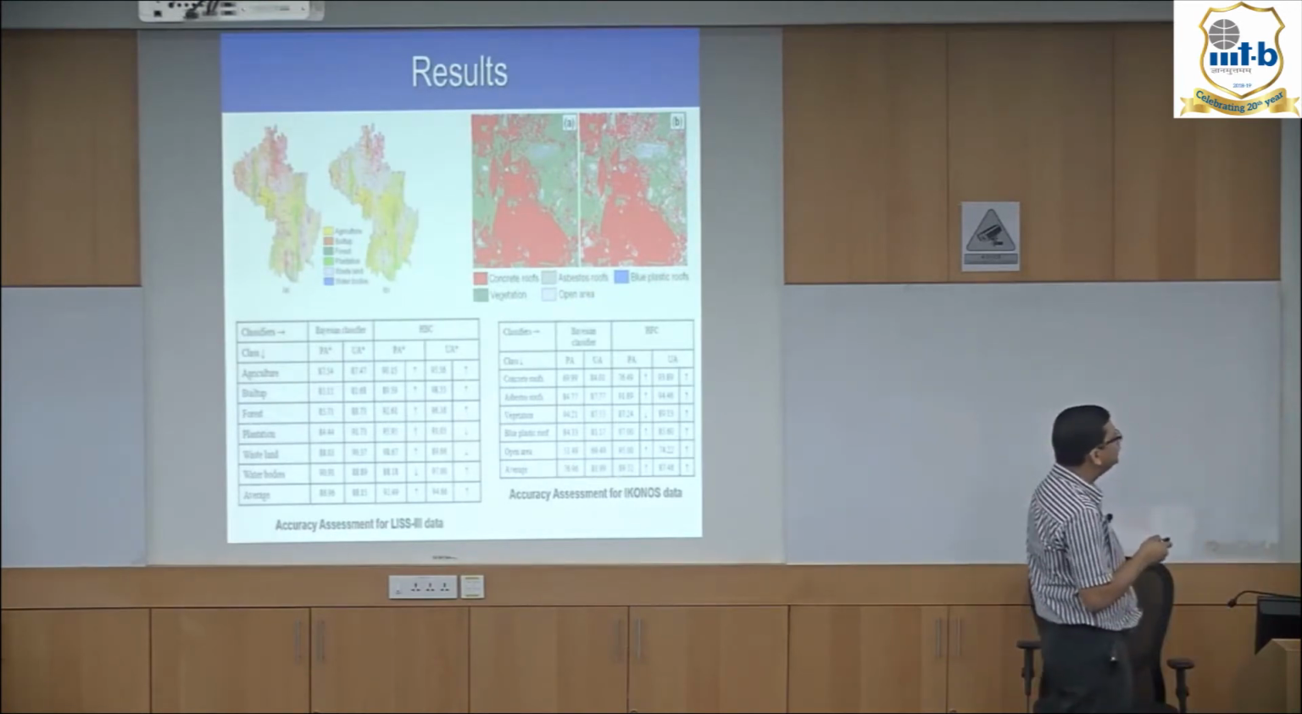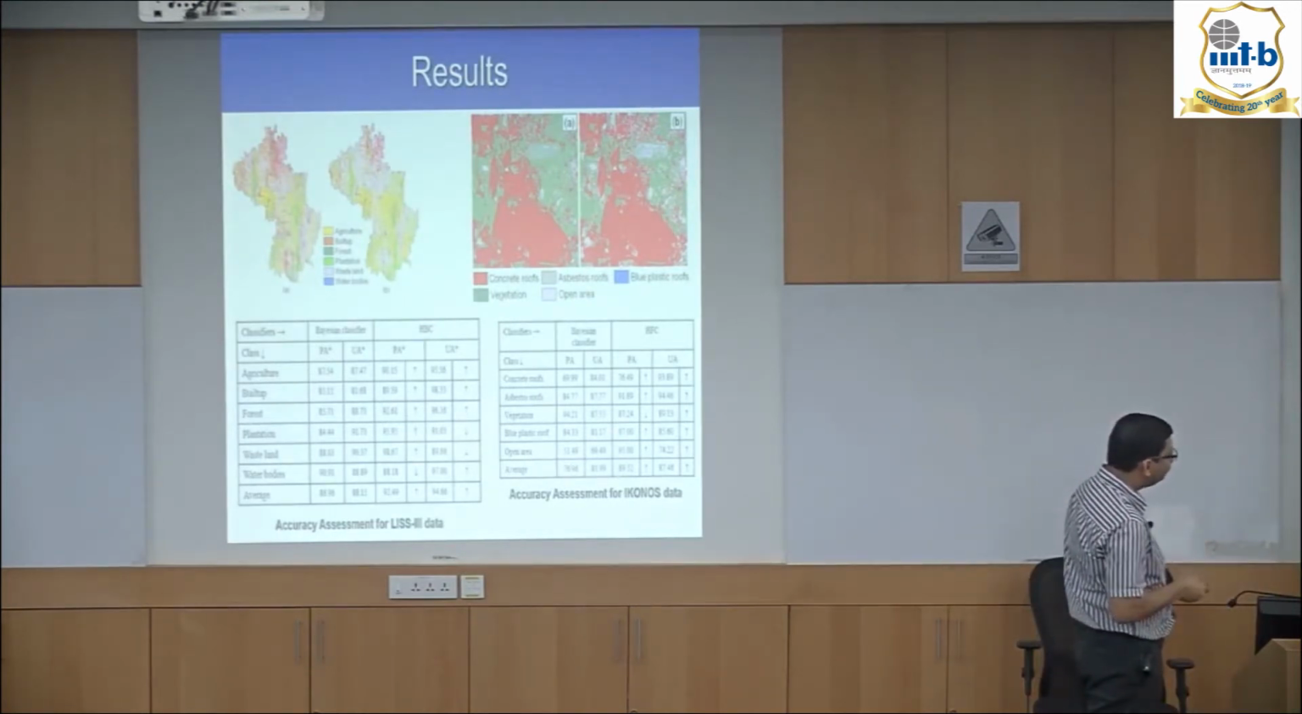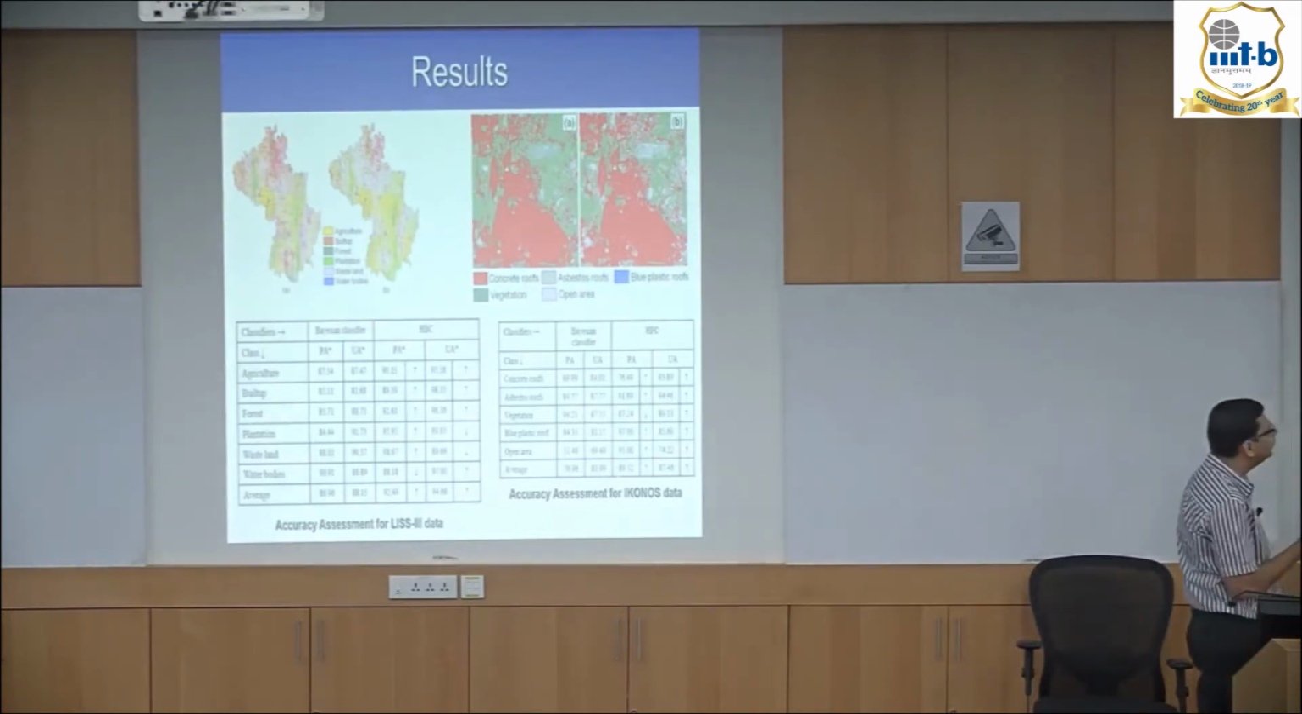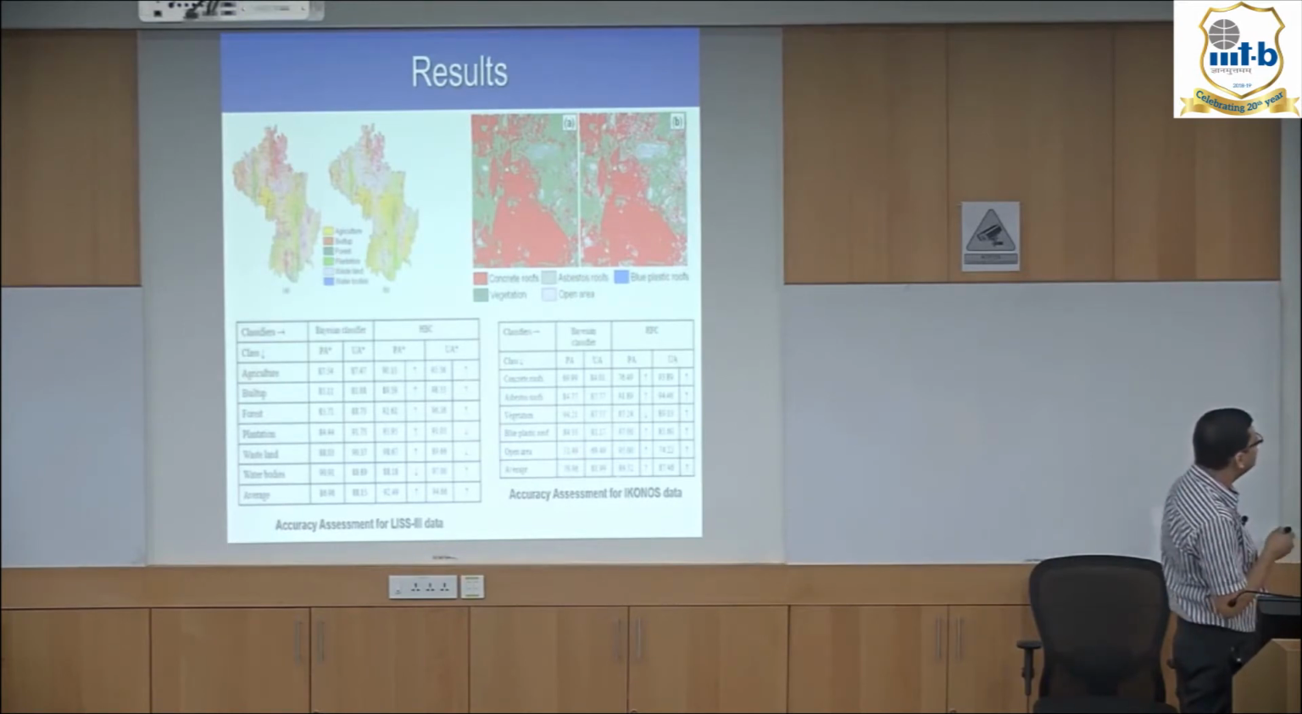This is the Kolar district. Here we have used the LISS 3 data and the MODIS data, and this is part of Bangalore city. Here we have used the QuickBird, the IKONOS data of 4 meter and Landsat data of 30 meter. This has 6 classes, this has again 6 classes, and here is the accuracy assessment.